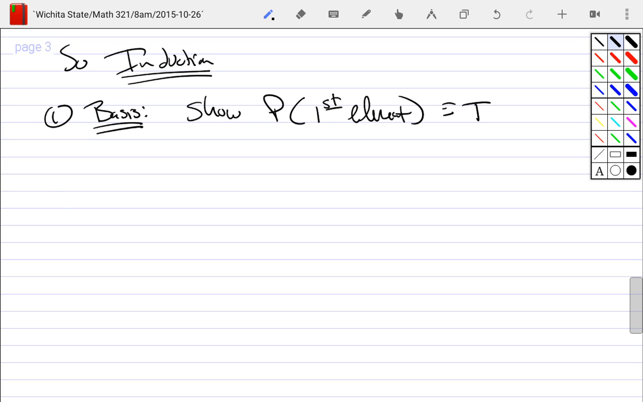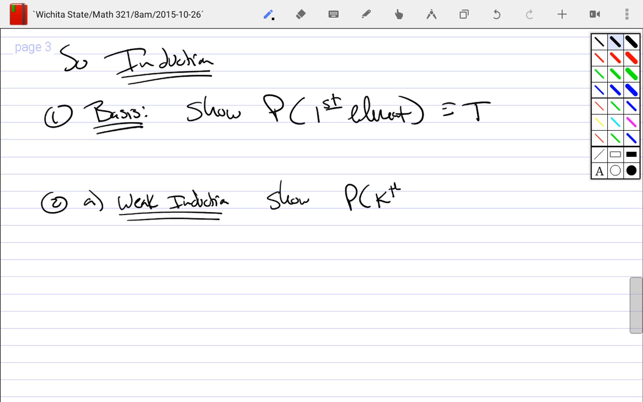The second one has two forms, what we call weak induction. For weak induction, we want to show that P of k implies P of k plus first. I don't need everybody before, I just need one before. It's enough.